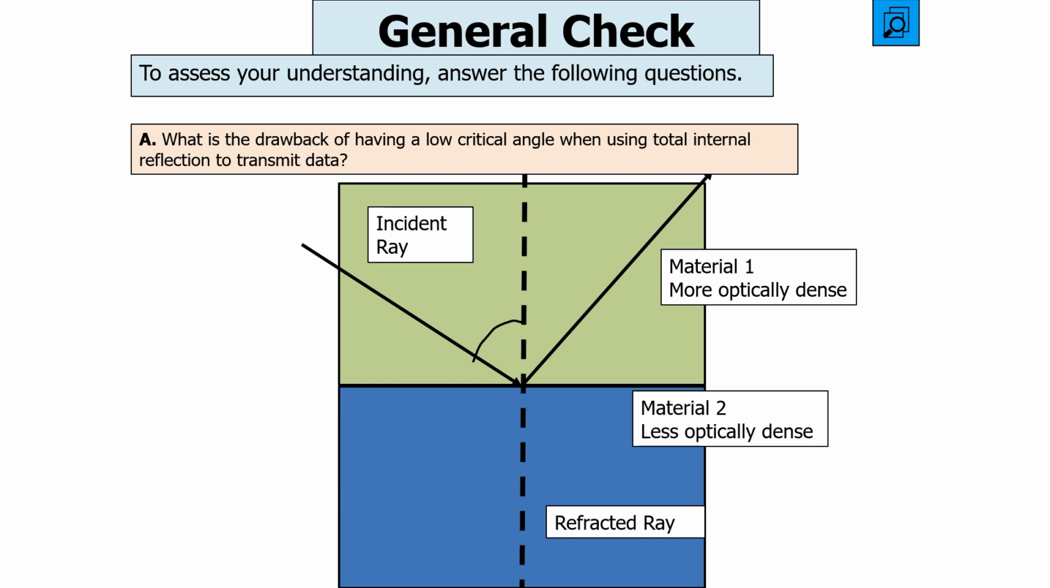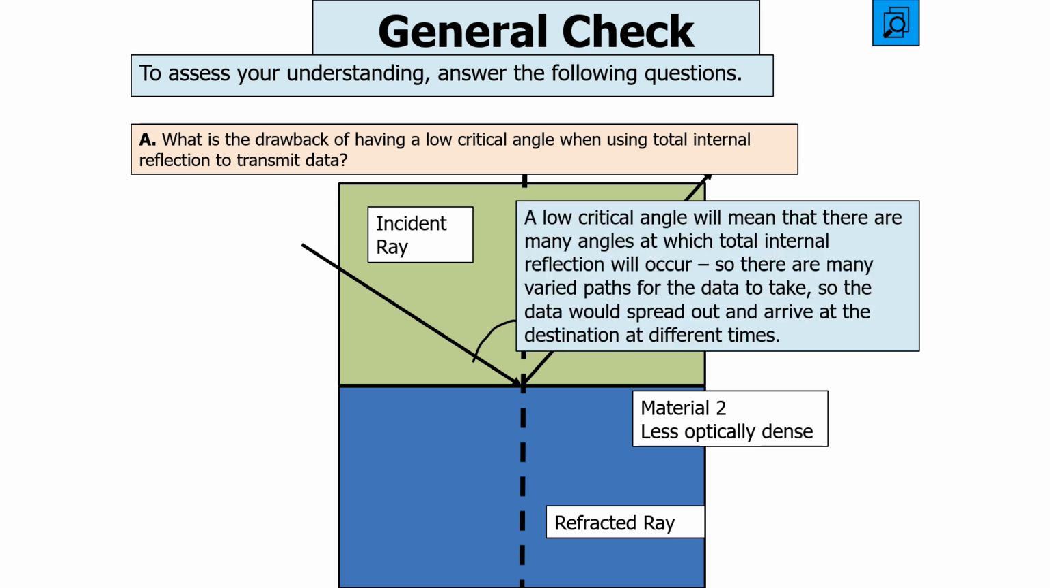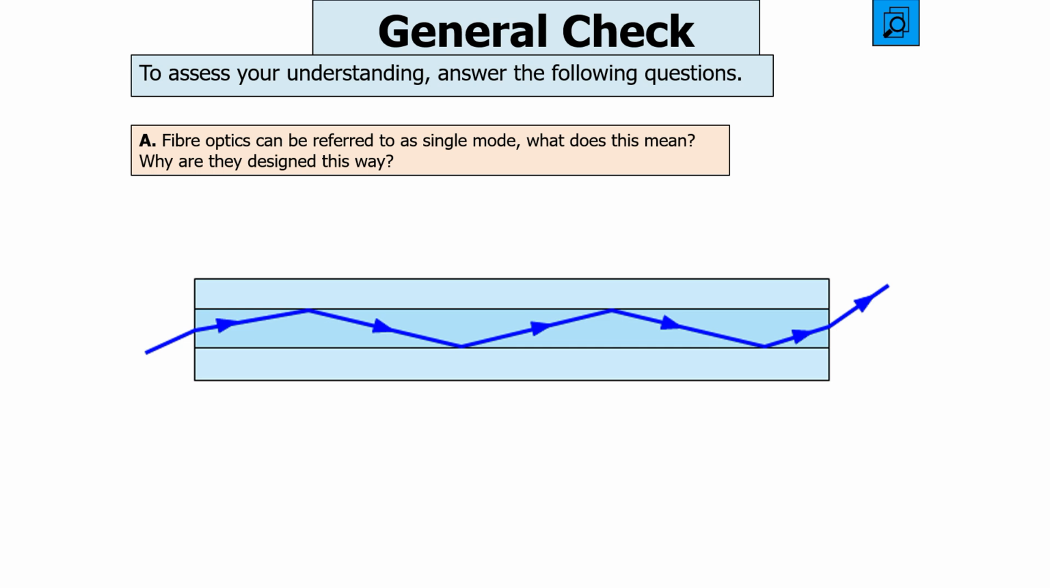What is the drawback of having a low critical angle when using total internal reflection to transmit data? So pause the video now, then unpause the video when you want to go through your answer. A low critical angle will mean that there are many angles at which total internal reflection will occur, so there are many varied paths for the data to take, so the data would spread out and arrive at the destination at different times. Fibre optics can be referred to as a single mode.